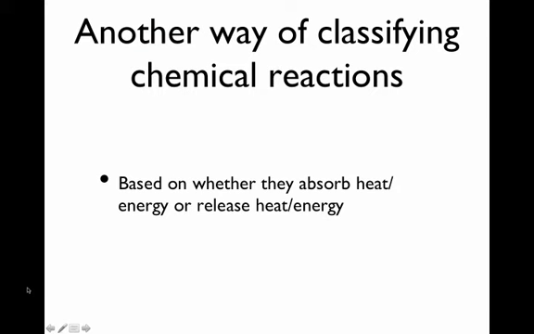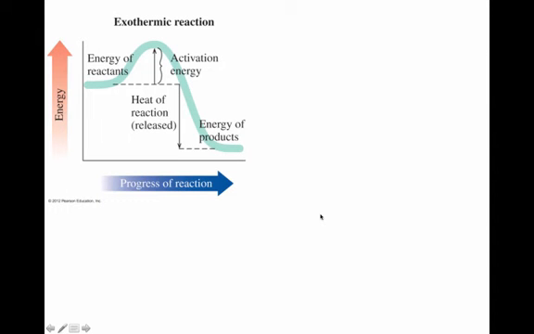There is another way of classifying chemical reactions. In the previous section we talked about composition, decomposition, single replacement, double replacement, and combustion reactions. There's a different way. It overlaps a lot with the types of reactions that I showed you previously. But basically, another way of classifying chemical reactions is based on whether they absorb heat or energy, or whether they release heat or energy. And I'll show you a couple of examples of that here.